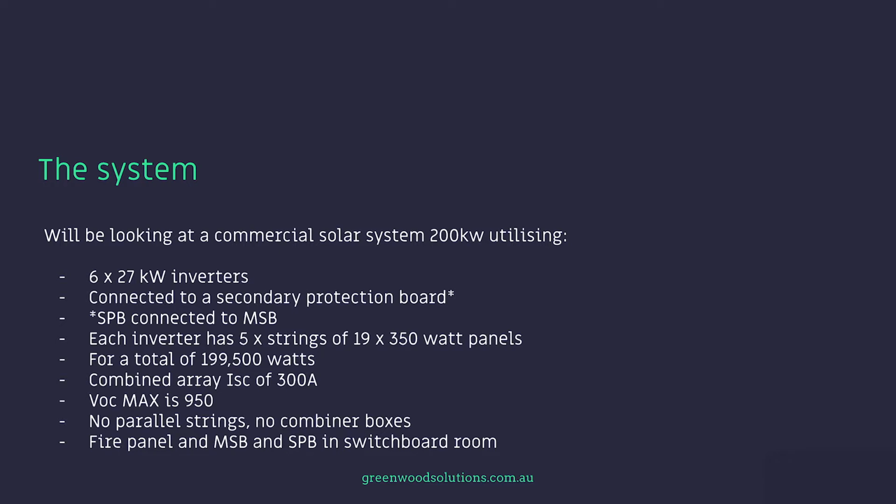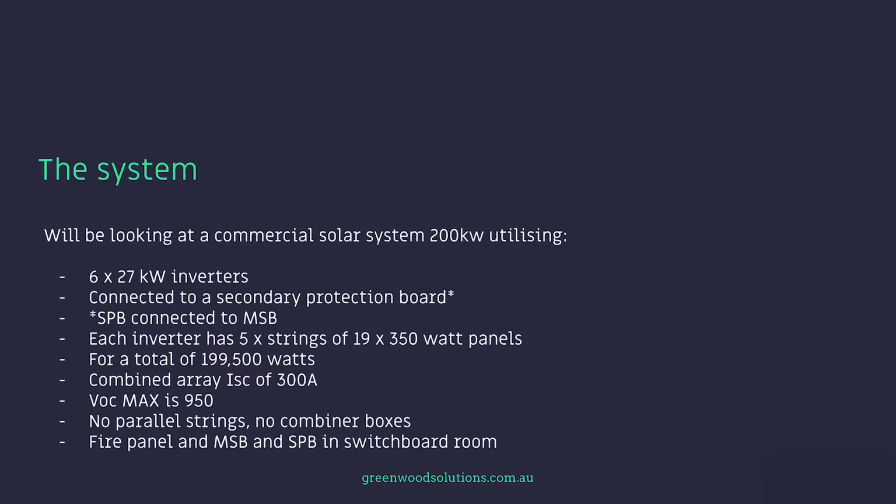Now we are looking at a specific system. It's a commercial solar system of 200 kilowatts, utilising 6 by 27 kilowatt inverters connected to a secondary protection board. The secondary protection board is connected to the main switchboard. Each inverter has 5 strings of 19 by 350 watt panels for a total of 199,500 watts. The combined array short circuit current is 300 amps and the VOC max is 950 volts. No parallel strings, no combiner boxes, and the fire panel, MSB and secondary protection board are in the switchboard room.